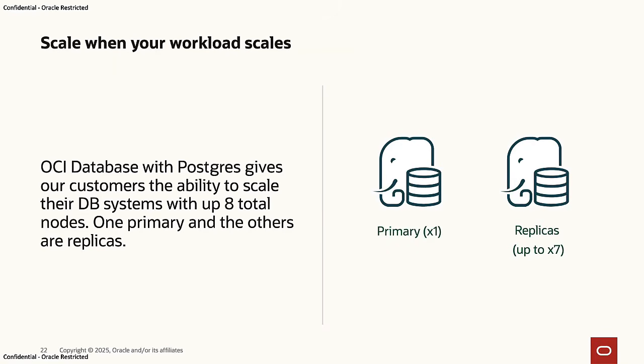But coming back to how OCI handles this, you'll have your primary, which again handles the writes and serves the writes for your deployment. And you can add up to 7 replicas in your cluster. So you really can scale out to serve those reads as needed.